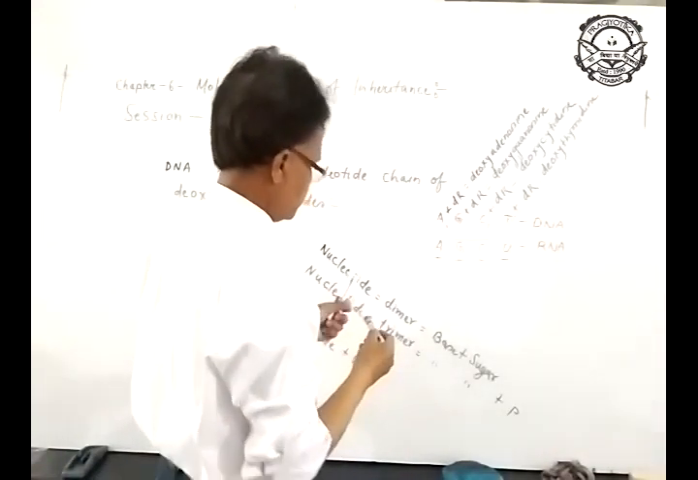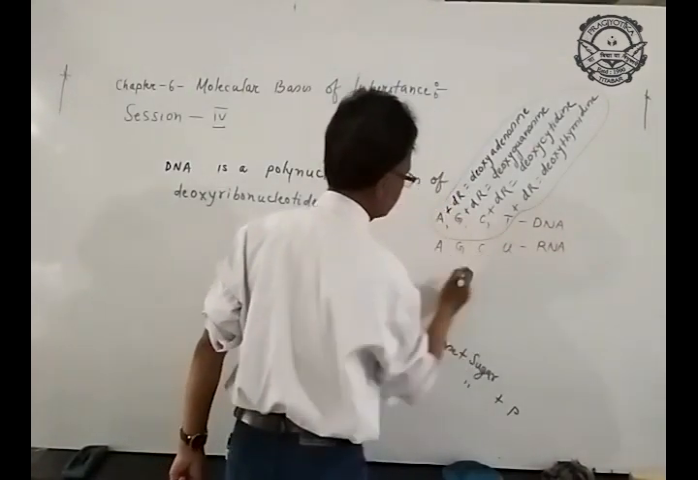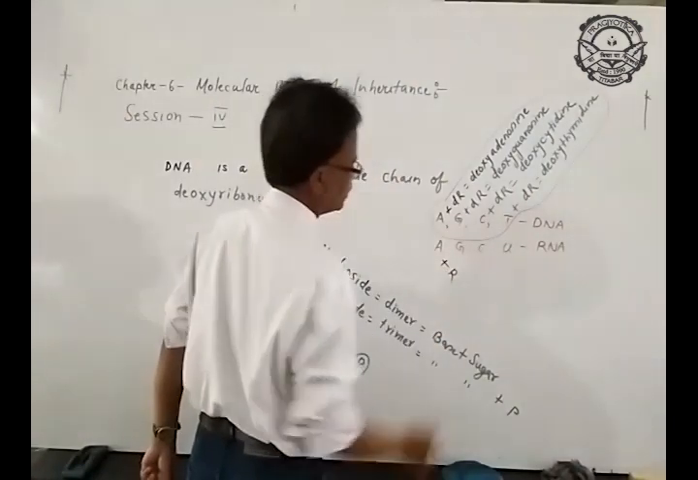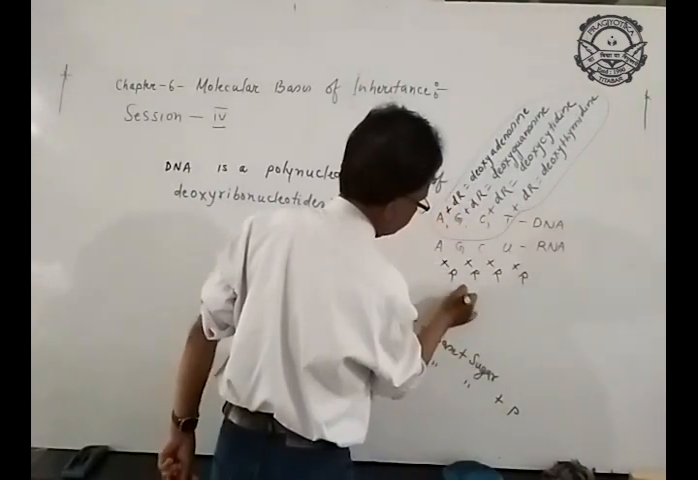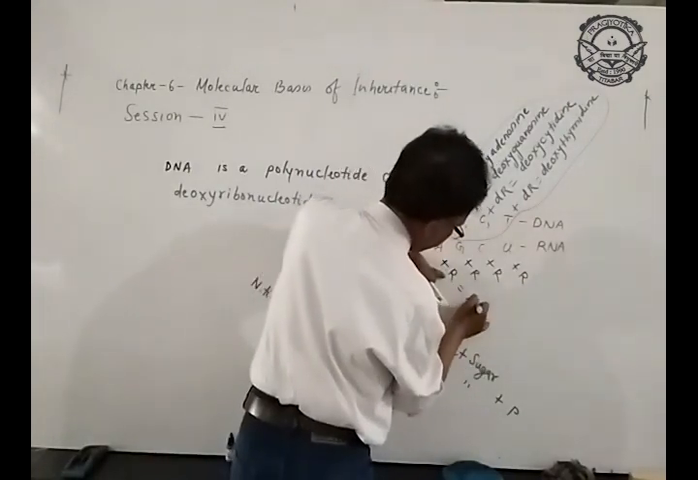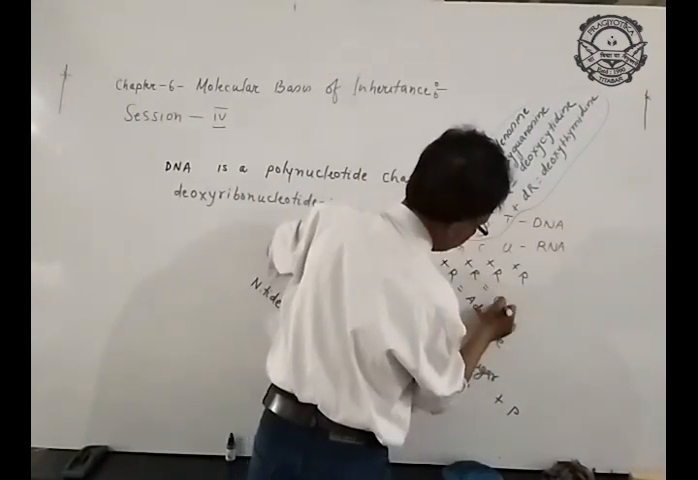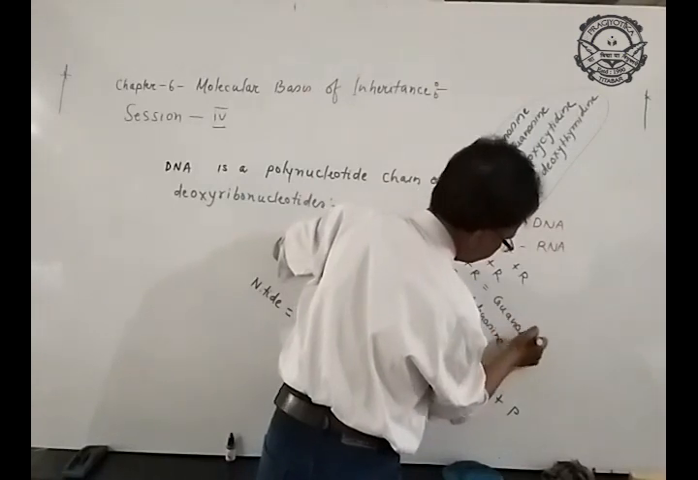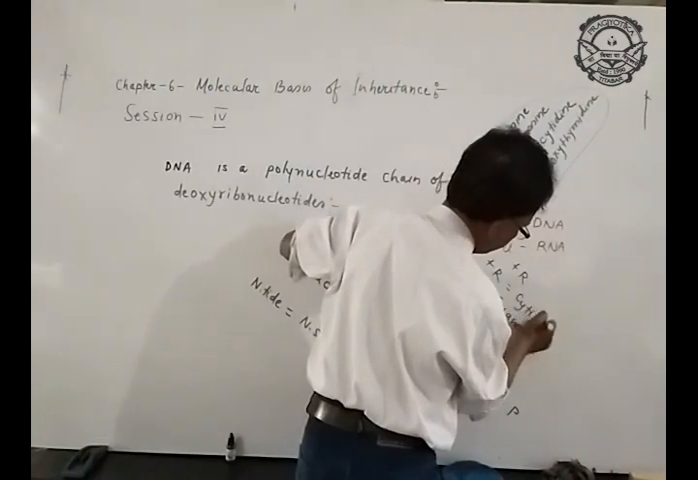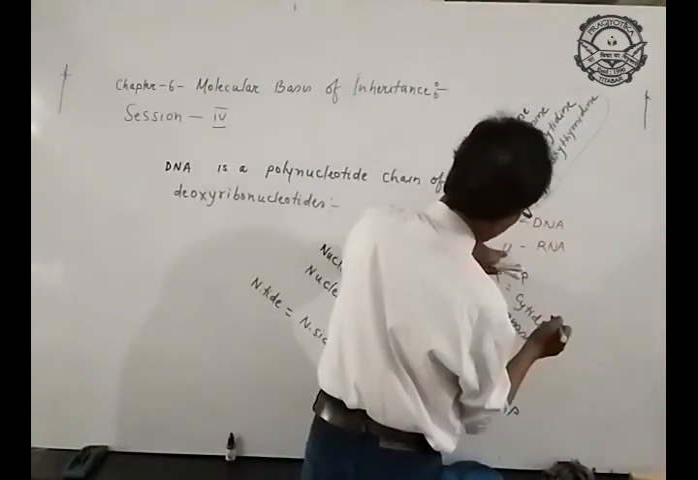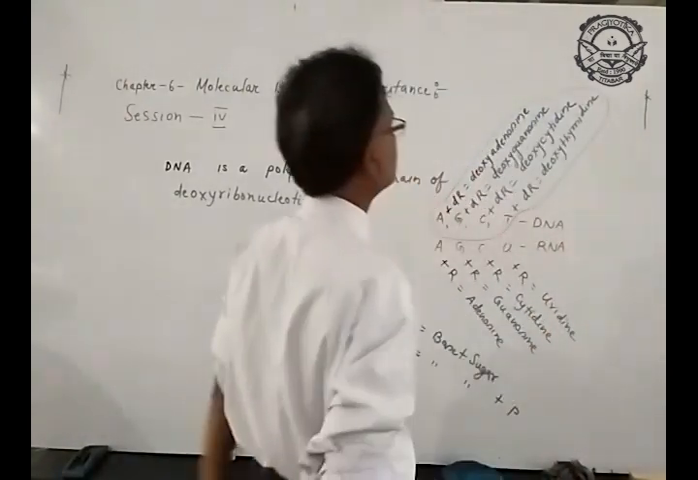Likewise, nucleosides of RNA you also find, but here there will be no deoxyribose sugar; here there will be ribose sugar. Adenine plus ribose sugar is adenosine, guanine plus ribose sugar equals guanosine, cytosine plus ribose sugar equals cytidine, uracil plus ribose sugar equals uridine, okay.